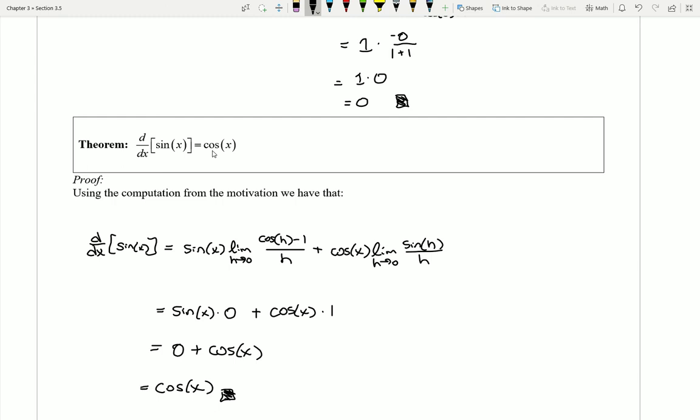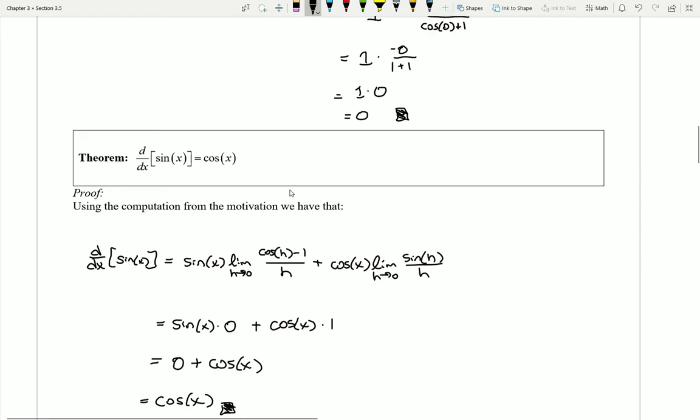Now, one final note before we end this video is that it's crucial to keep in mind that x here has to be measured in radians. If x were measured in degrees, this would no longer actually be the derivative formula. The derivative formula would change.